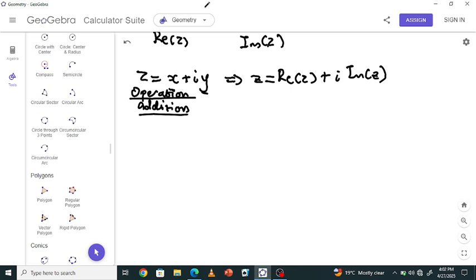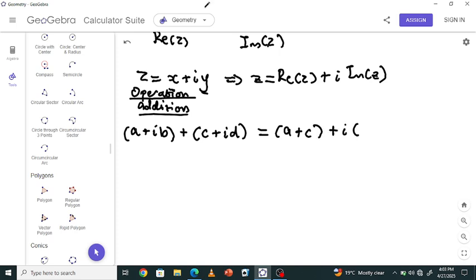We have addition. Say we have a plus ib. That's one complex number, and this complex number is being added to another complex number c plus id. Now what happens is you add the real parts together and then you also add the imaginary parts together. Now we will have a plus c plus i into b plus d.